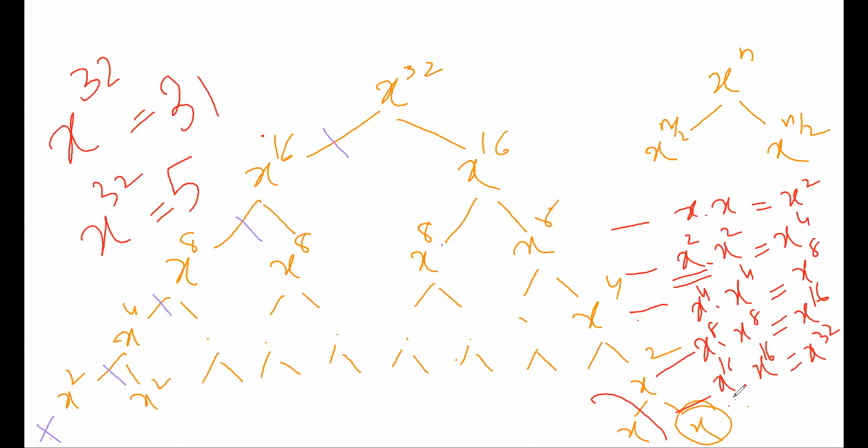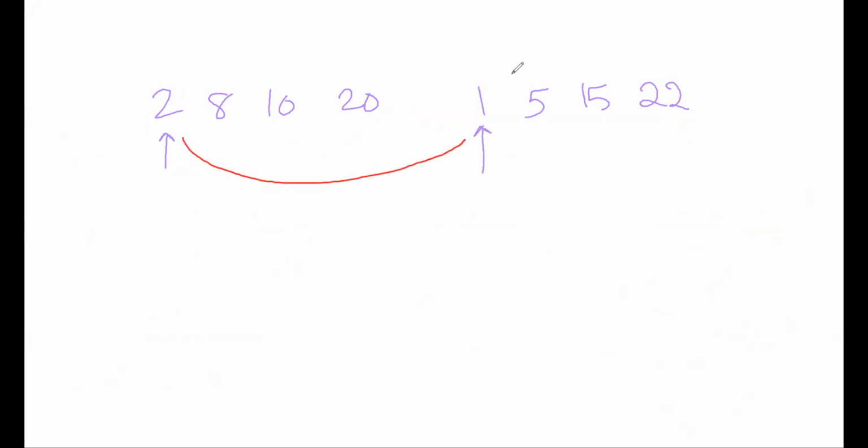So let's say 2, 8, 10, 21, 5, 15, 22. This is the second last array on the way back of merging. So I'll have 2 pointers, one pointing here and one pointing here. I'll compare the first 2 elements, 2 and 1. Whichever is smaller goes in the resultant array. And since 1 moves, this pointer moves here.